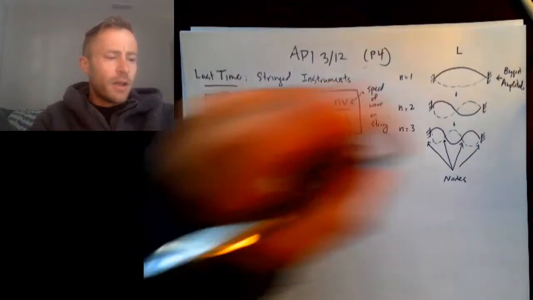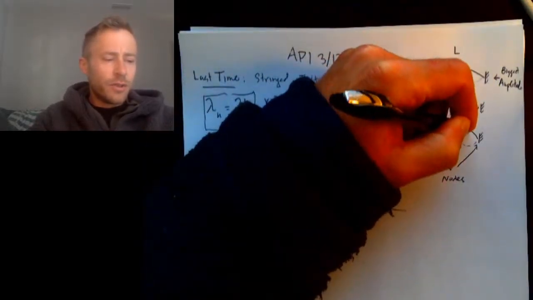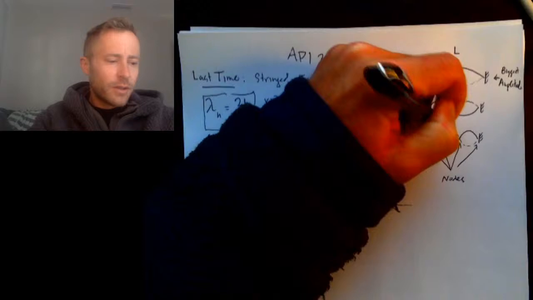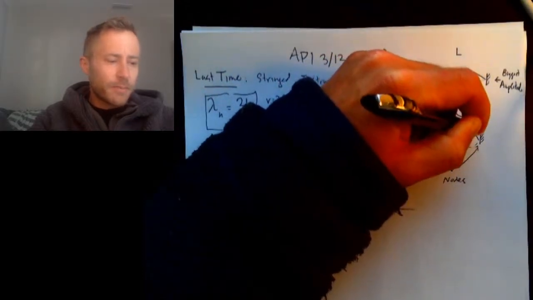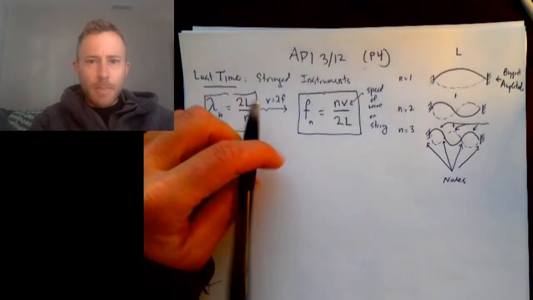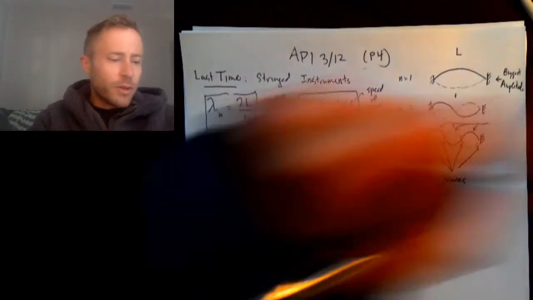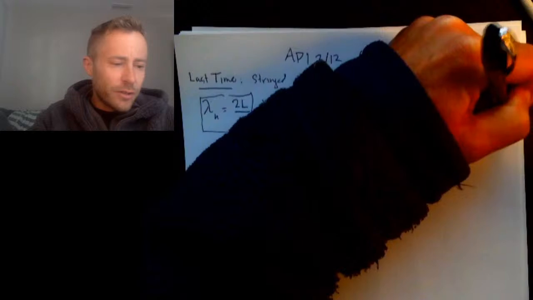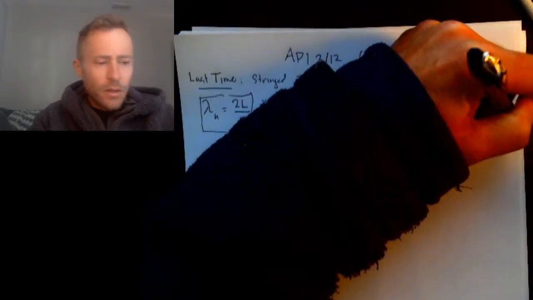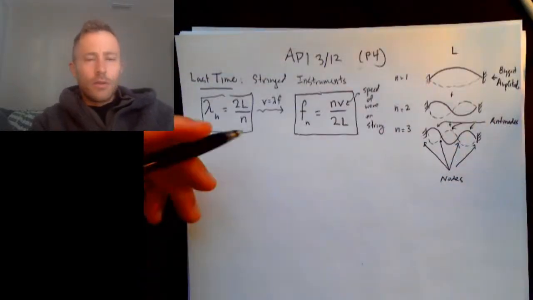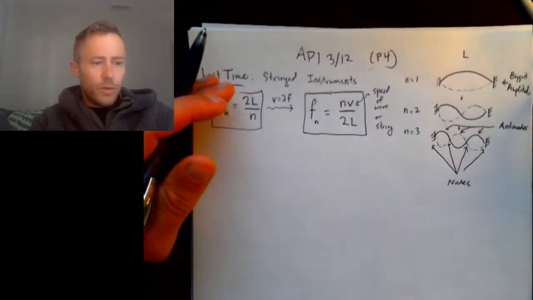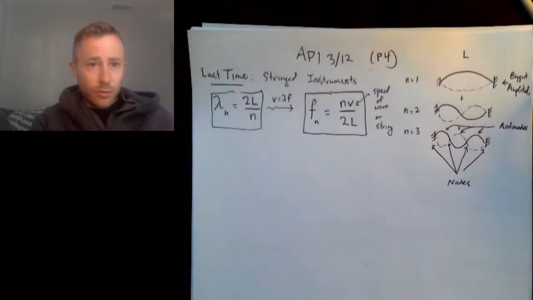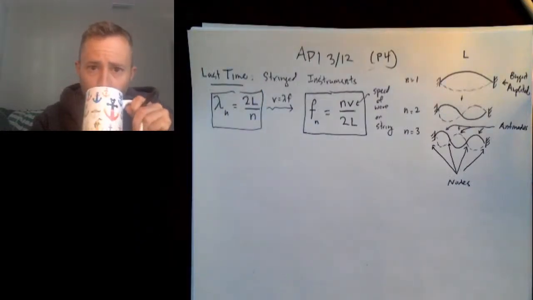And then in between two nodes, there's a spot where the medium is vibrating a whole lot. Those places are called antinodes. Nodes and antinodes, it's a useful concept.